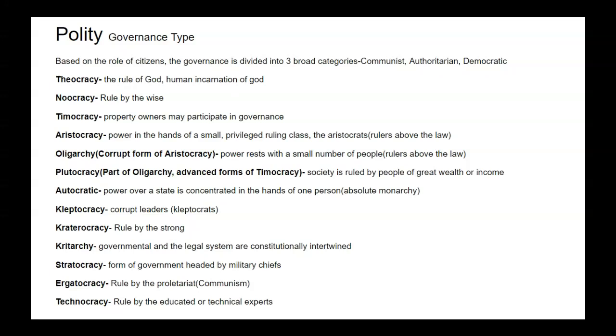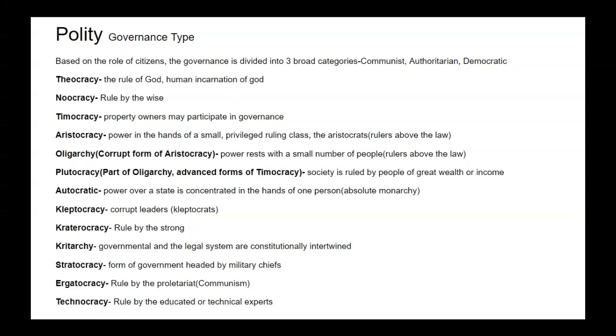These ruling class were known as aristocrats. And generally, aristocrats consider themselves above the law. Then another form was oligarchy. Oligarchy was a corrupt form of aristocracy. In oligarchy, power rests with a small number of people, and again they considered themselves above the law.